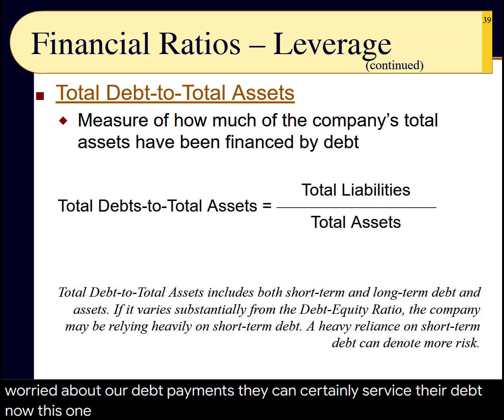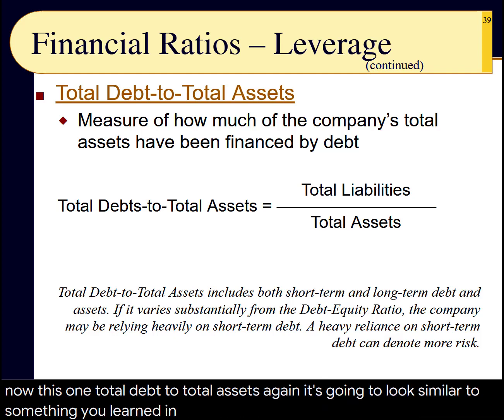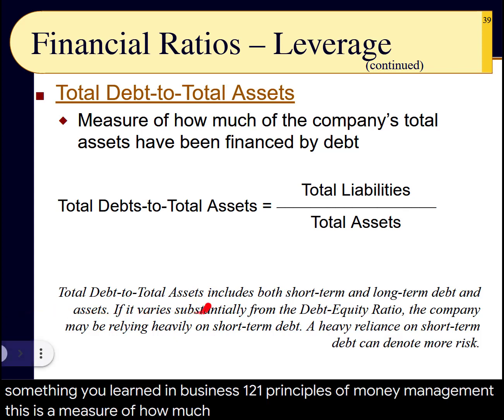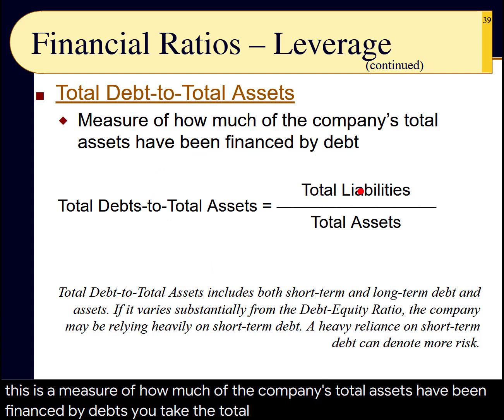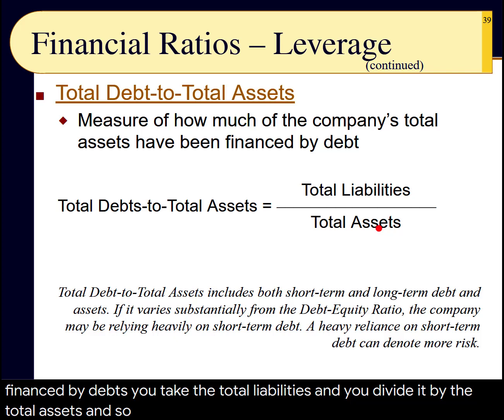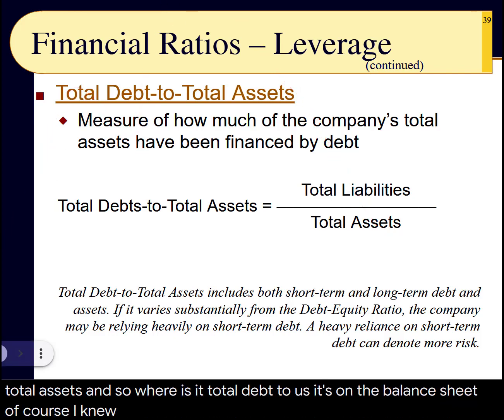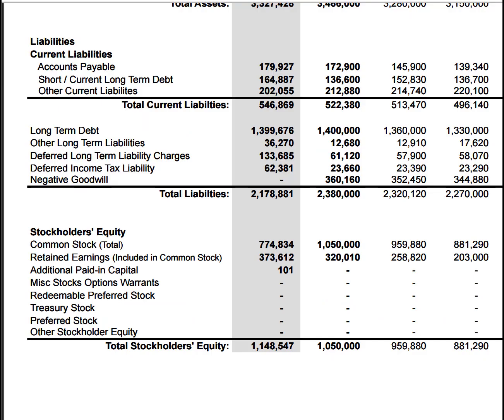Now, this one, total debt to total assets, again, is going to look similar to something you learned in Business 121, Principles of Money Management. This is a measure of how much of the company's total assets have been financed by debts. You take the total liabilities and you divide it by the total assets. Total debt and total assets are on the balance sheet, of course. There's the balance sheet.